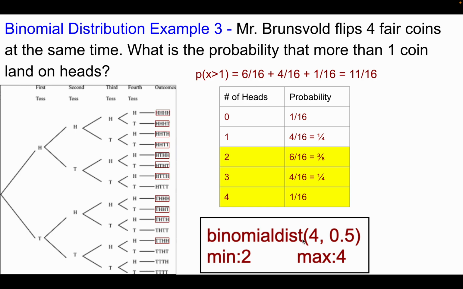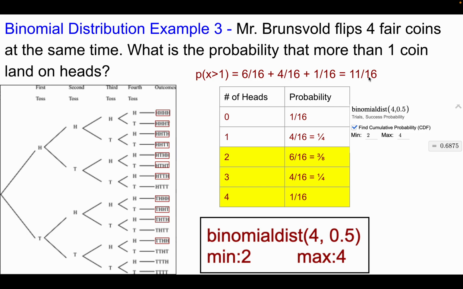We can calculate this with the binomial distribution. Now note that I'm not using the other formulas at this point. The real advantage of the binomial distribution function in Desmos is that you can calculate a range of values. I know that I want between 2 and 4 heads. That's what I want to calculate. So it will actually calculate all 3 of those at once if you put your minimum at 2 and your maximum at 4. Pretty convenient. Plug that into Desmos, and we'll end up with 0.6875, which happens to be equivalent to 11/16.